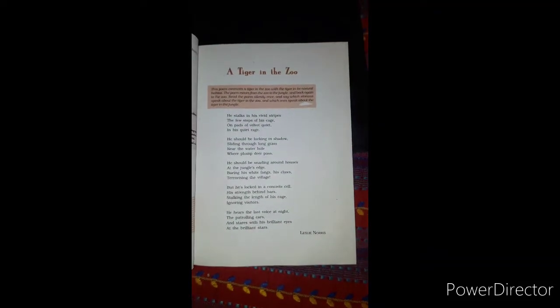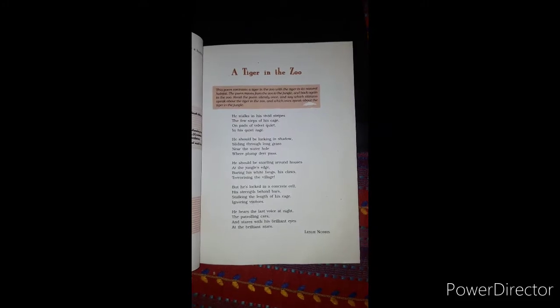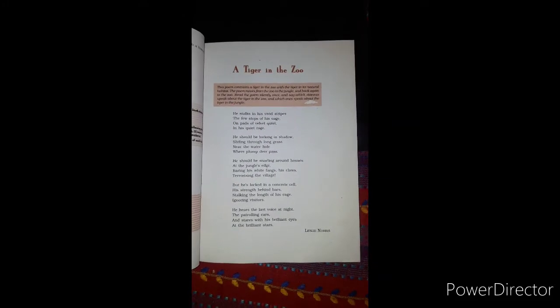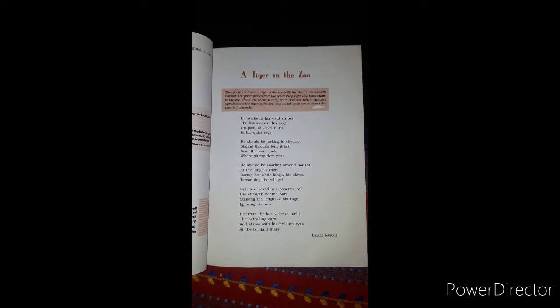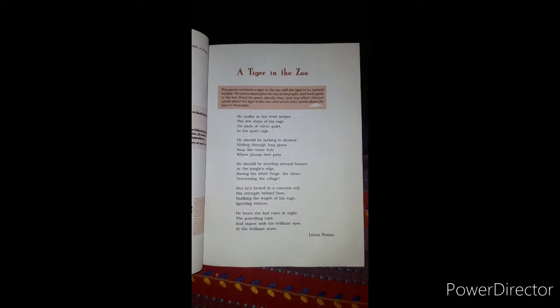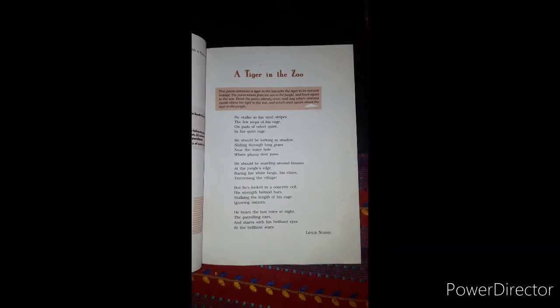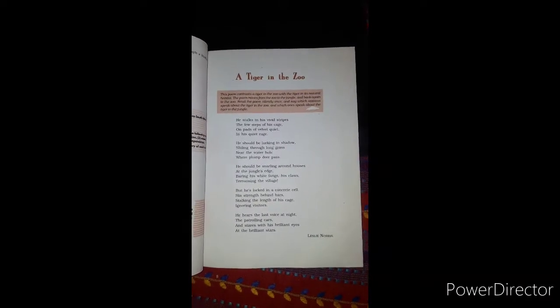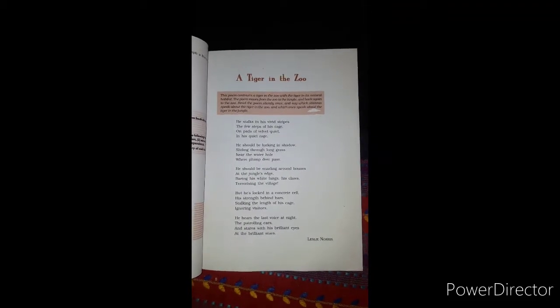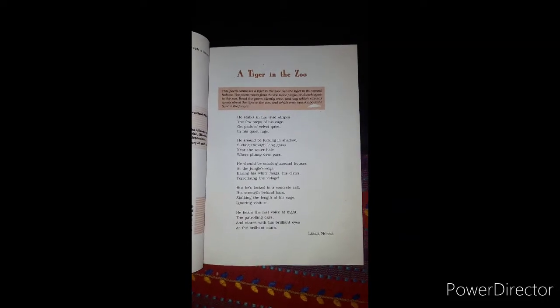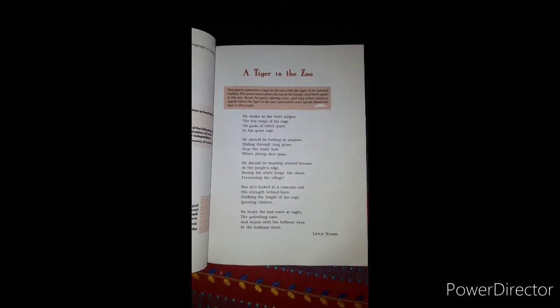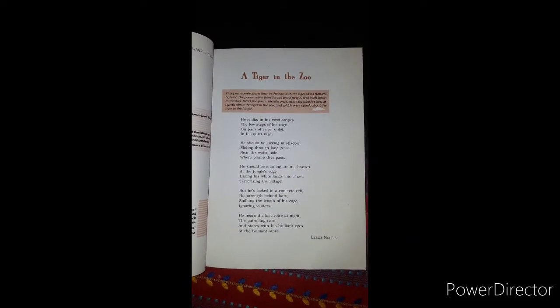Talking about the structure of the poem, A Tiger in the Zoo consists of 5 stanzas, each having 4 lines in it. As you can see, in each stanza, only the second and fourth lines rhyme together. Second and fourth line, for example, cage and rage. The 2 lines are rhyming with each other. The rhyme scheme of the poem is ABCB and it goes on like this. As an example, cage rhymes with rage in the first stanza.